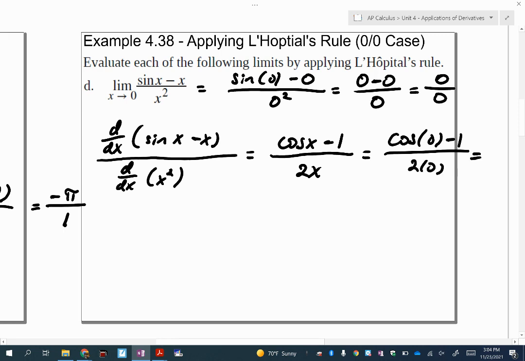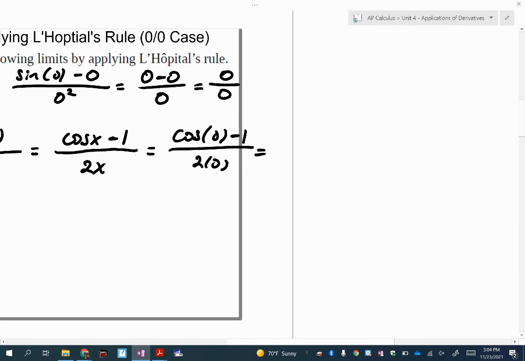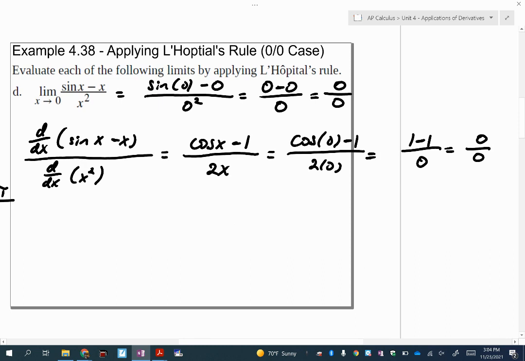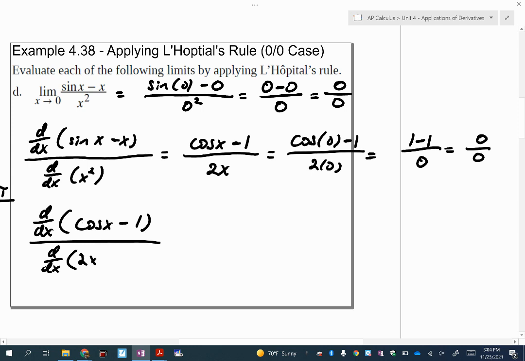Now this one's interesting. Watch what happens here. This is kind of cool, or at least I find it interesting. The cosine of 0, we've already talked about this, is 1. So that's 1 minus 1 over 0, which again is 0 over 0. So what's kind of cool about this is you get to use L'Hopital's rule twice. So now I'm going to do d/dx of cosine of x minus 1 over the derivative of 2x. We get to use it twice because we had 0 over 0 again.